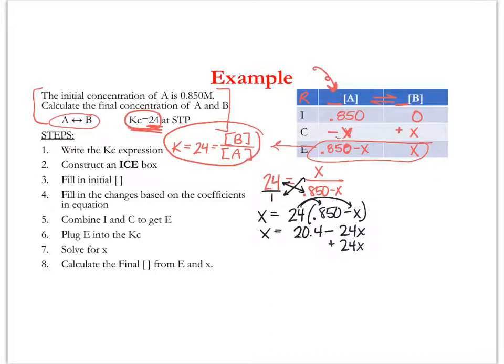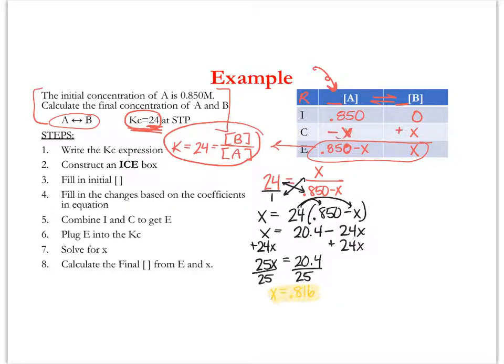Please be careful with your math here. I mean, this is like 8th grade math, but you don't want to mess this stuff up. Okay, then we divide by 25 on both sides. x is equal to 0.816. So now we can substitute this back into our table.